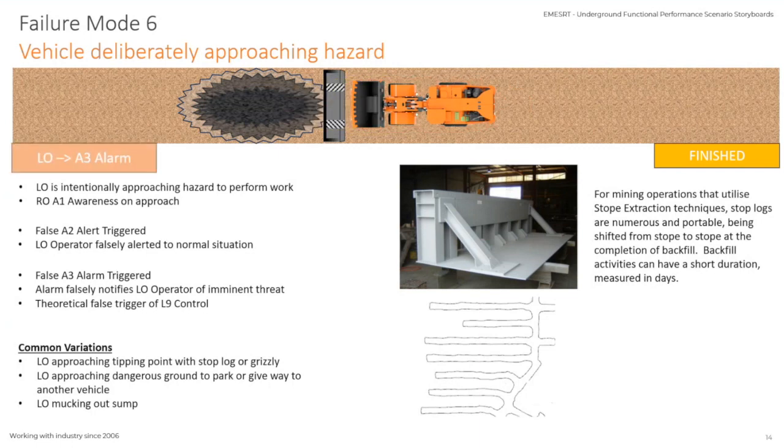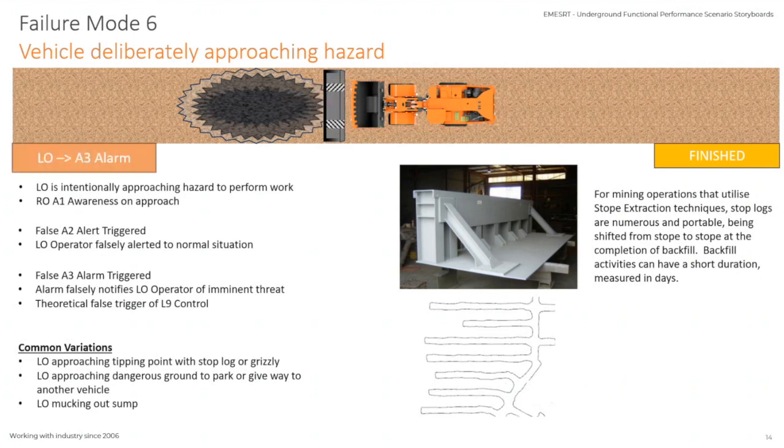So in the case of the animation we've got here, that stope or that void will have a stop log there, and the loader will drive up onto that stop log and tip their load, which is the picture in the middle there. That's a typical stop log. In this case, we don't want the alarm to occur because there'll be multiple tips per hour, per day on this particular example. So we don't want to be generating nuisance alarms in that particular case.